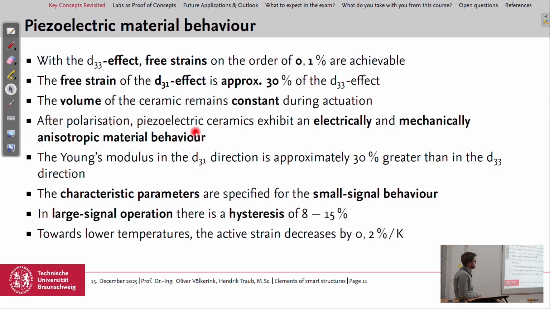And after polarization, we get an anisotropic behavior electrically as well as mechanically. So also the stiffness of the material after polarization changes. For example, in one direction we have 60 gigapascals, and in the other direction only 40 gigapascals. Our characteristic parameters are specified for small signal behavior. There we neglect the nonlinear transduction and also losses. But in large signal operation, we have a hysteresis of 8 to 15%. And we can say that towards lower temperatures, the active strain decreases by a factor of 0.2% per Kelvin.